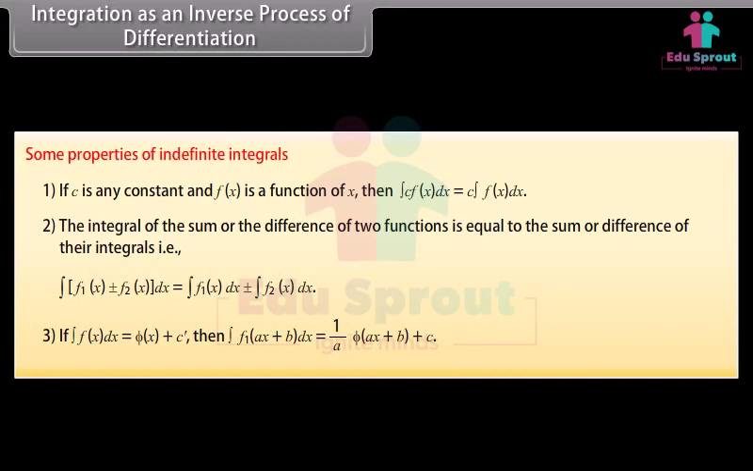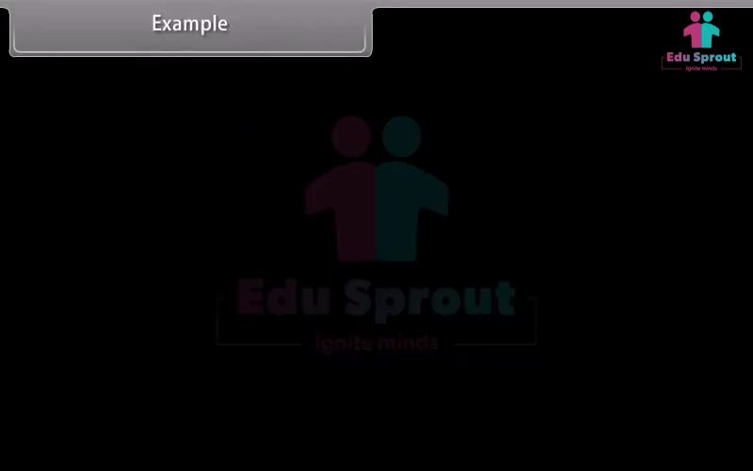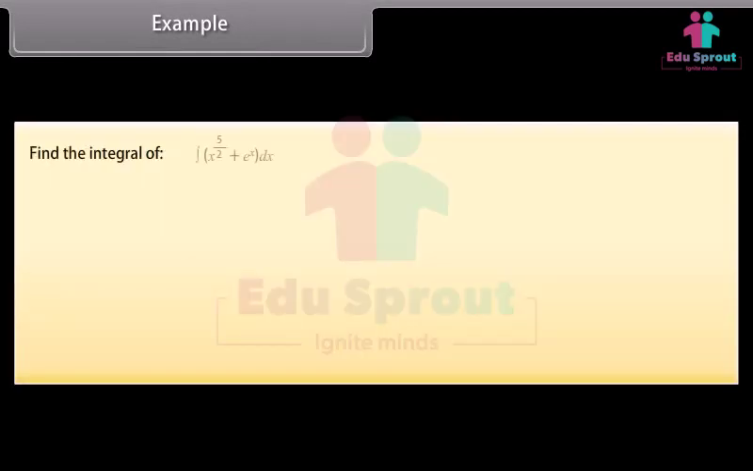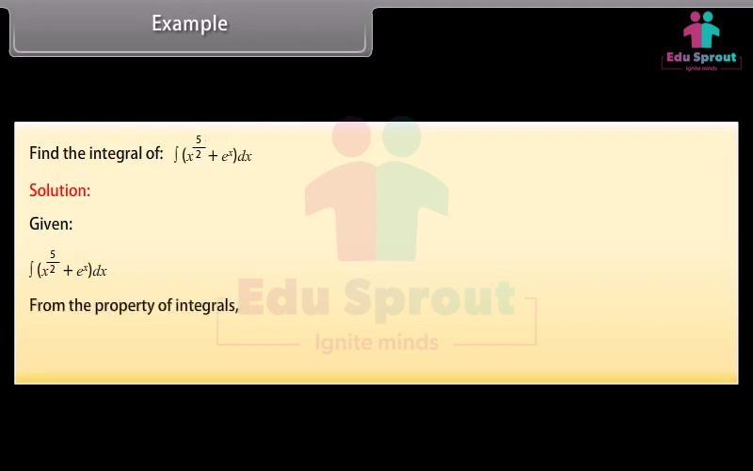Example. Find the integral of x raised to the power 5 by 2 plus e raised to the power x with respect to dx. Solution. Given integral of x raised to the power 5 by 2 plus e raised to the power x with respect to dx. From the property of integrals, we can write it as integral of x raised to the power 5 by 2 with respect to dx plus integral of e raised to the power x with respect to dx.